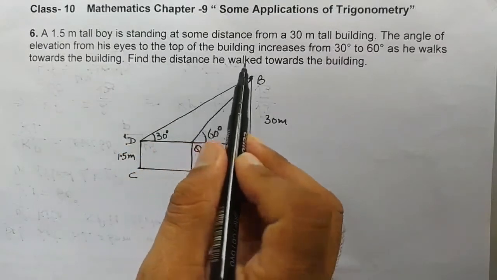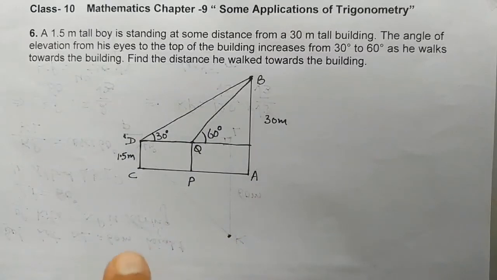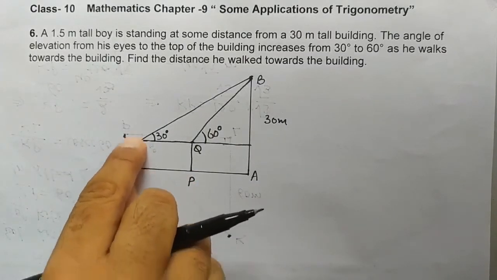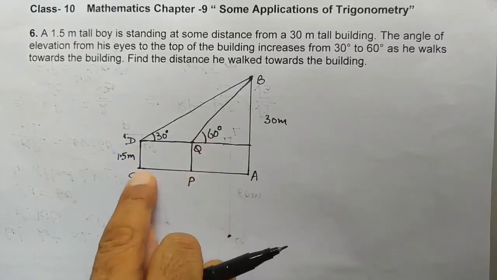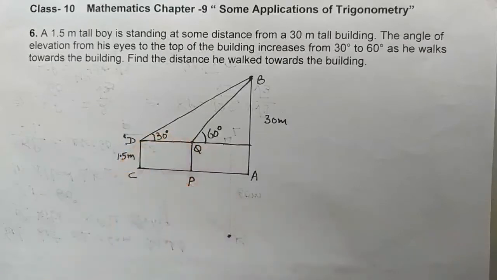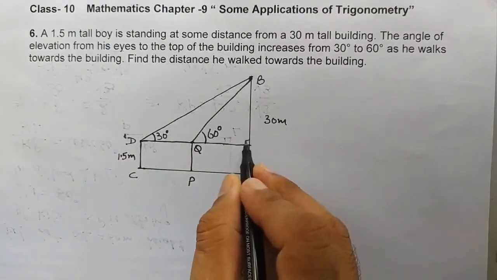Now what is asked in the question? Find the distance he walked towards the building. So what distance has he walked towards the building? You can say CP, because he was earlier at position CD and now it is PQ. So CP distance he has traveled, or you can say DQ distance. So we can find out the DQ distance that is walked by the boy towards the building. I will tell you how we will find out this DQ distance.